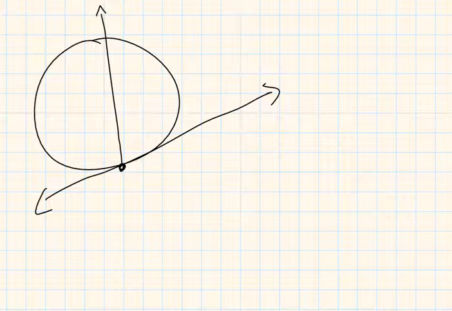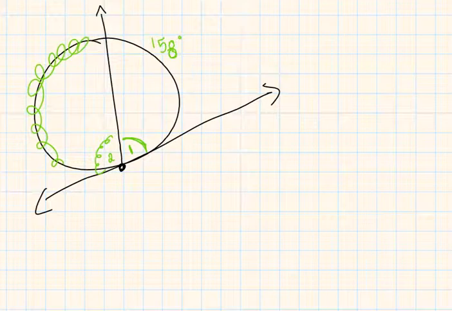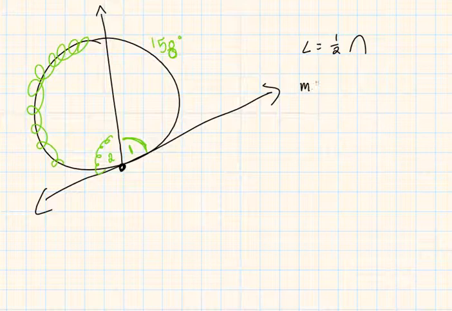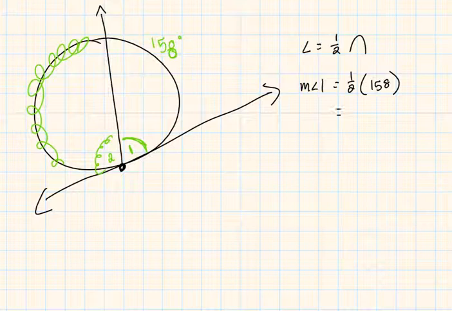So if this arc over here was 158 degrees, I should be able to figure out angle 1. Right here is angle 1. And then I should be able to also figure out angle 2 and the corresponding arc to angle 2. So mathematically, the angle equals 1/2 the arc, typically speaking. Alright, so the measure of angle 1 equals 1/2 times 158 degrees. And 158 degrees chopped in half is 79 degrees.